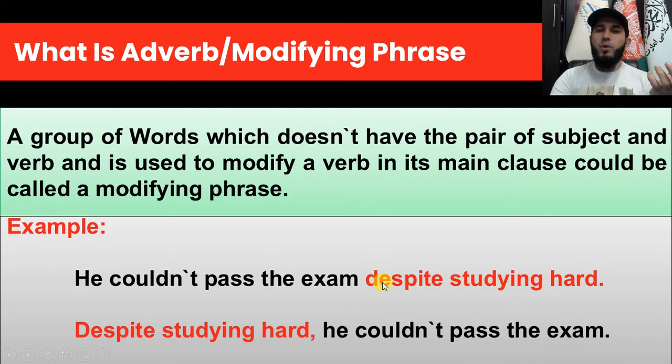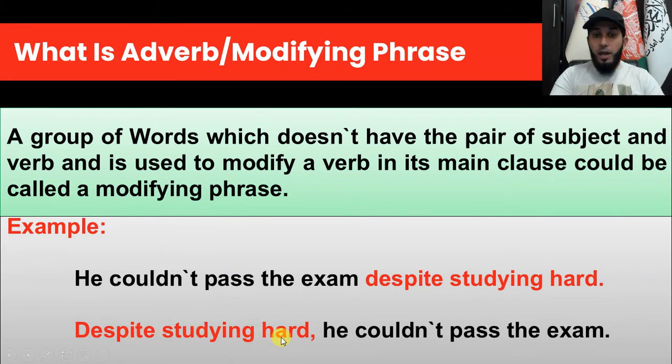It starts with the preposition despite and then studying hard, which is a gerund phrase, and this gerund phrase functions as the object of the preposition. So it's an adverb phrase which still describes the verb pass in its main clause, but it doesn't have the pair of subject and verb. So that's the difference. Now you can change the position of your adverb phrase in the main clause, the independent clause in a complex sentence.